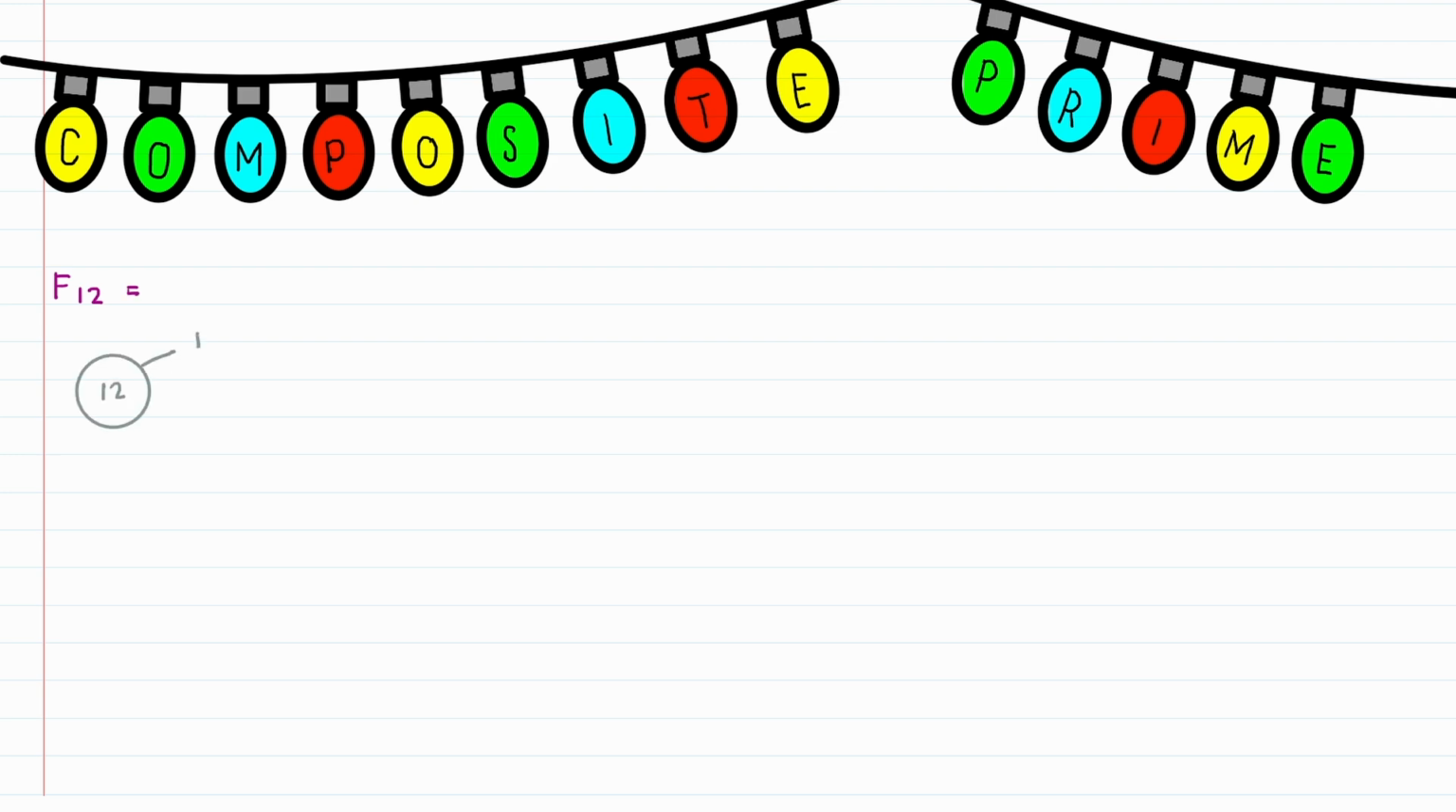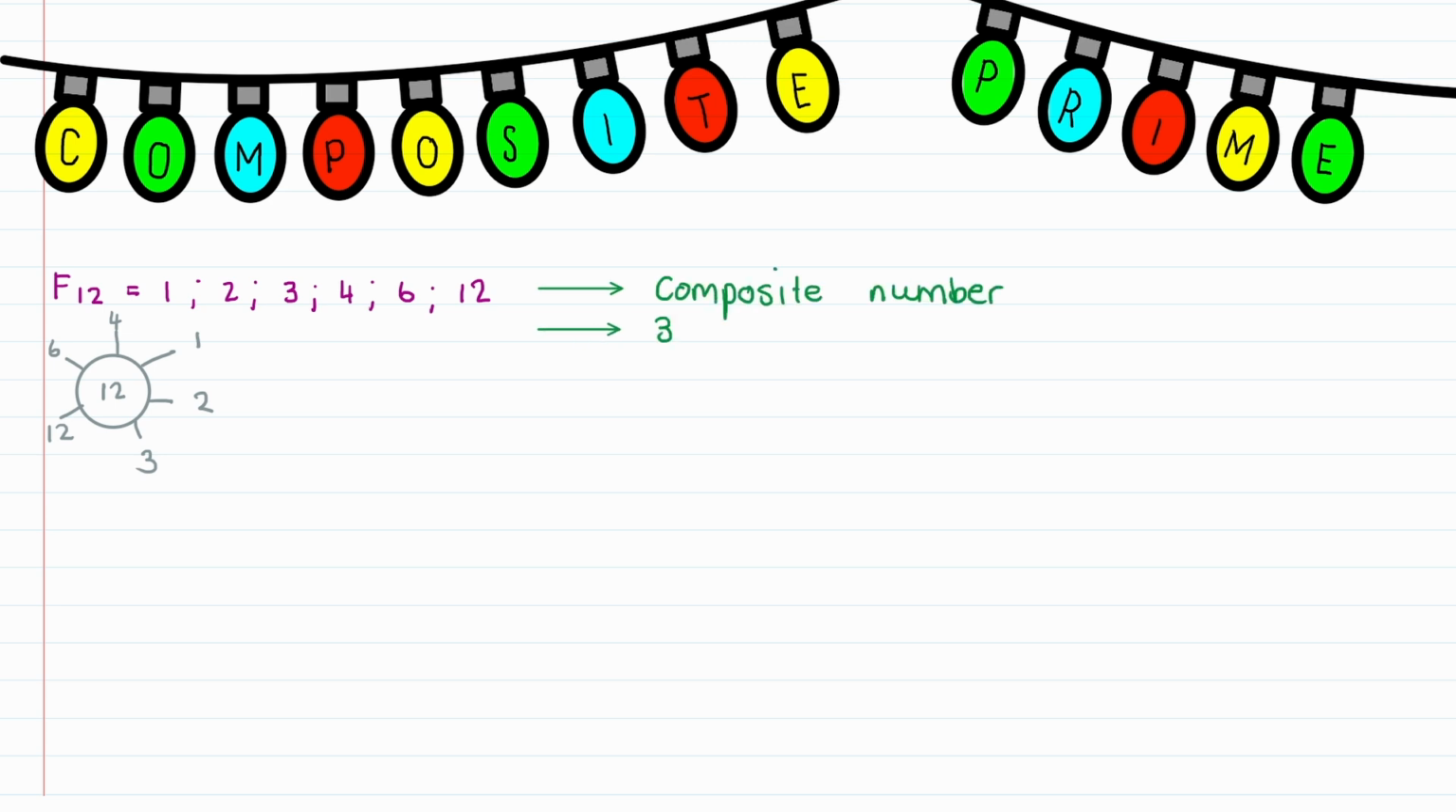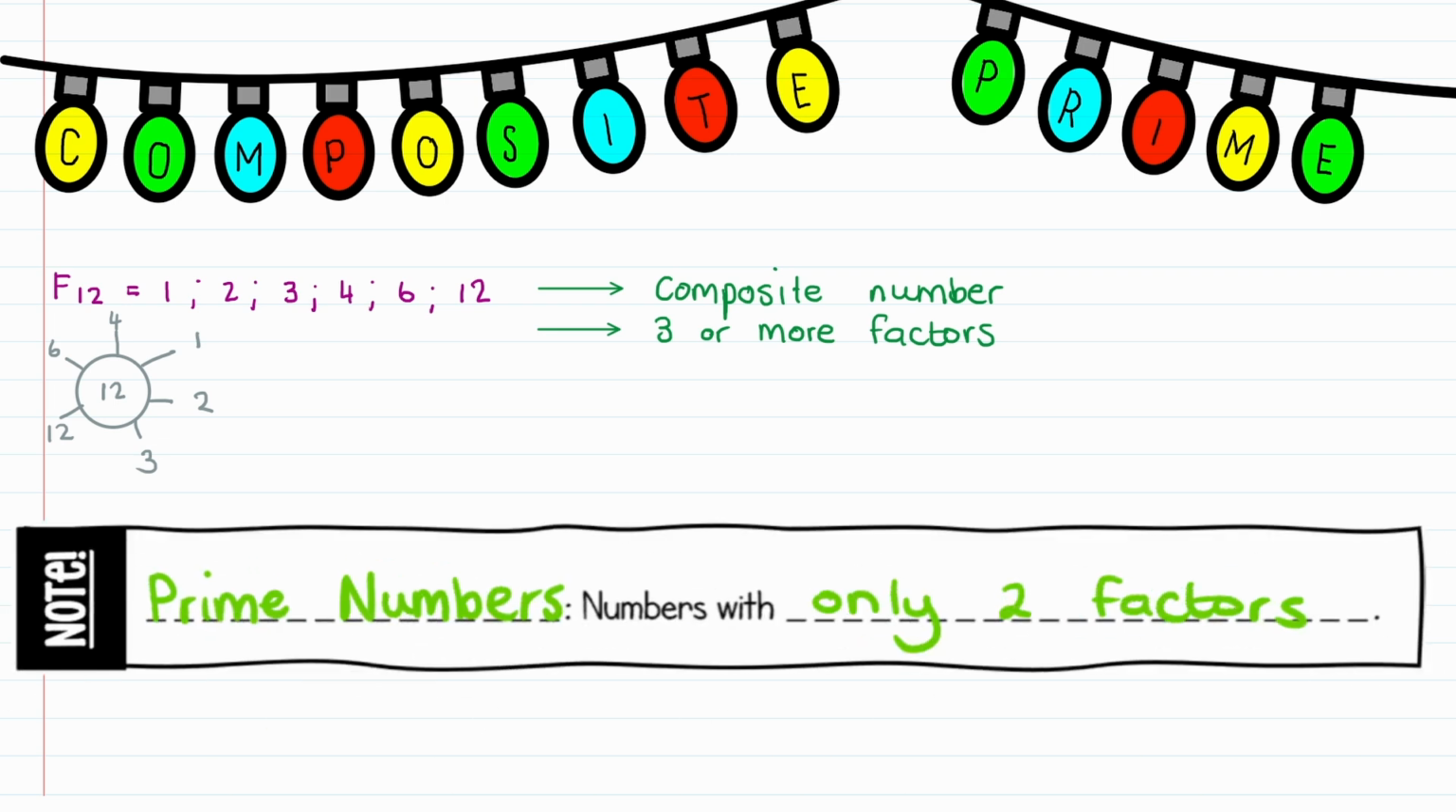Using a factor sum, we can see that the factors of 12 are 1, 2, 3, 4, 6, and 12. Because 12 has more than 3 factors, it is considered to be a composite number. Take down this next note.